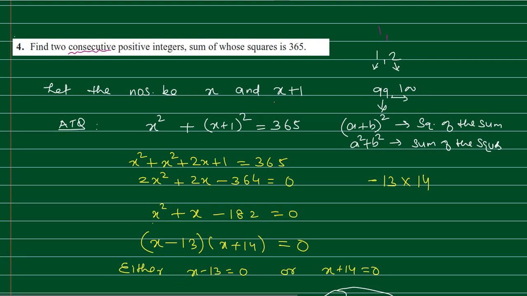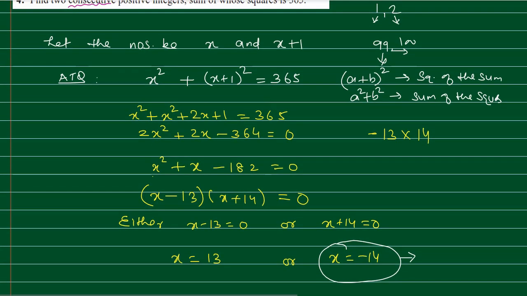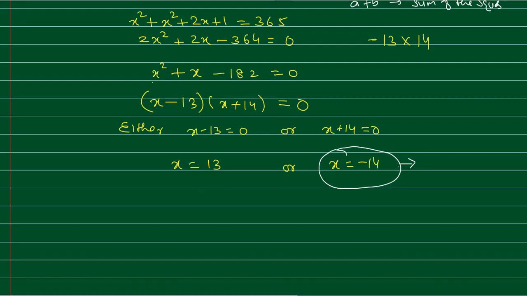and since we have assumed x and x plus 1 as consecutive positive integers only, we can mention here: let the positive numbers be x and x plus 1. So x equal to minus 14 is neglected, is not accepted.